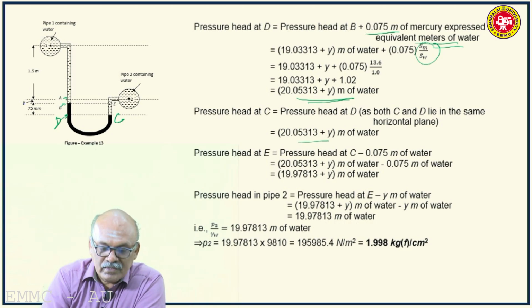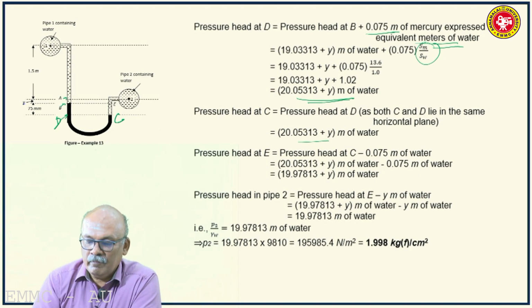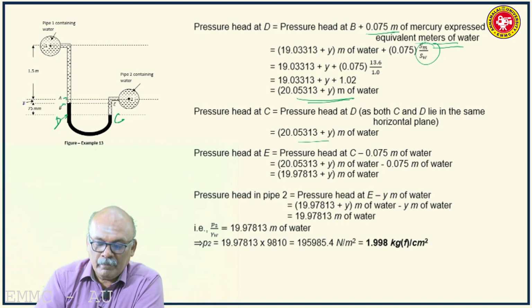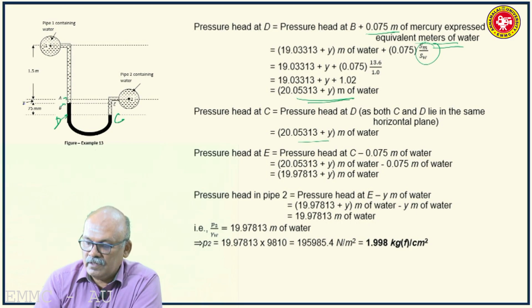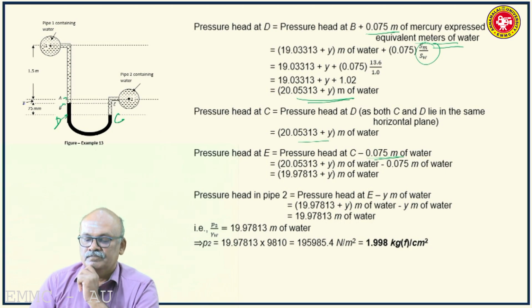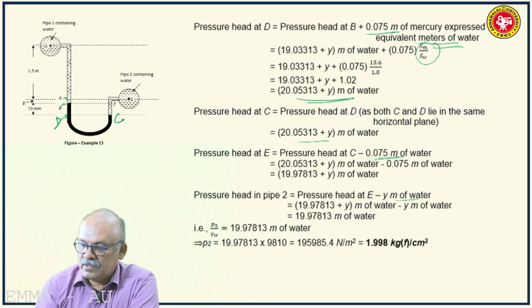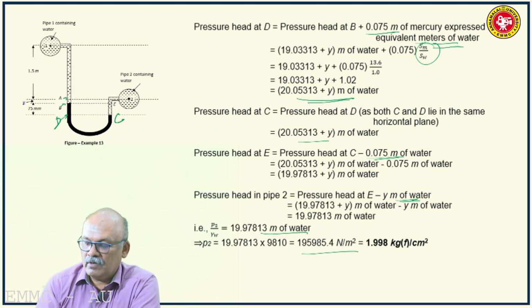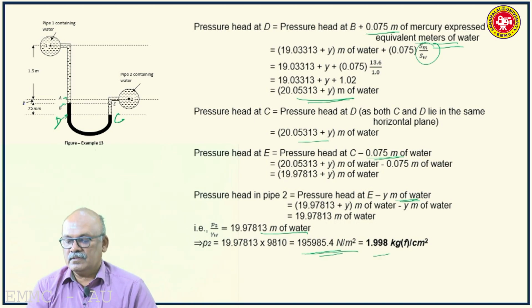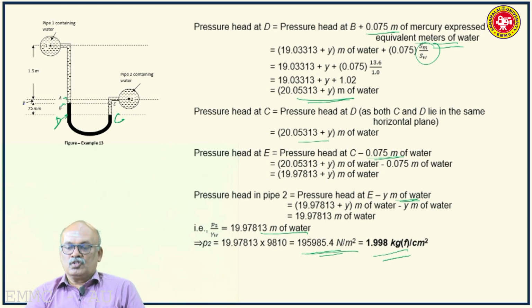Then at E, what is E? E is a point in line with B. B marks the interface of underlying mercury and overlying water in the left limb. So, pressure head at E will be pressure head at C minus column of water in CE, that is 0.075 meters of water. Then pressure head in pipe 2 is pressure head at E minus Y meters of water in column E to 2. So, you get 19.978 meters of water, which can be converted into pressure intensity as well as pressure shown by a commercial pressure gauge.